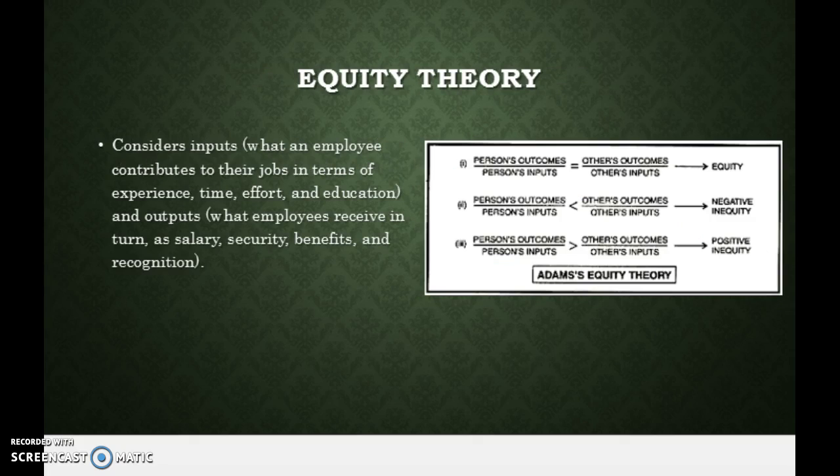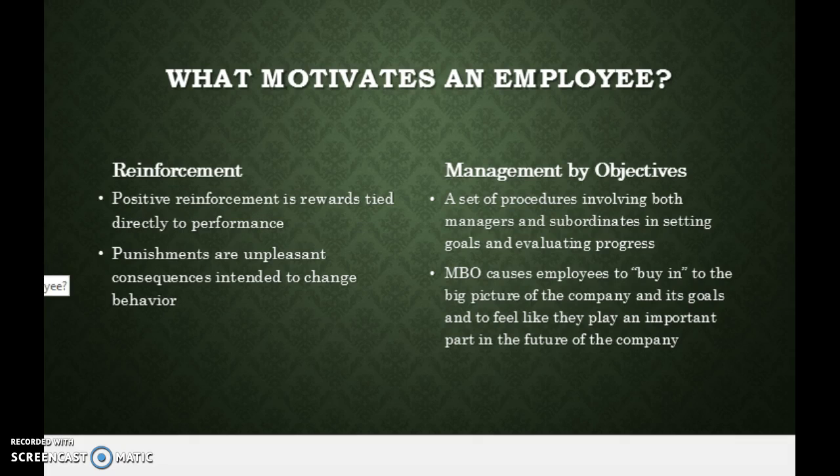The equity theory considers inputs, which are what an employee contributes to their job in terms of experience, time, effort, and education, and outputs, which is what the employee receives in turn, such as salary, benefits, security, and recognition. So what really motivates an employee?